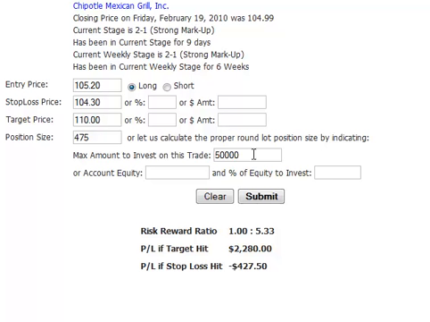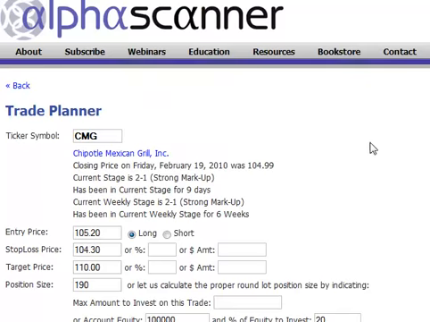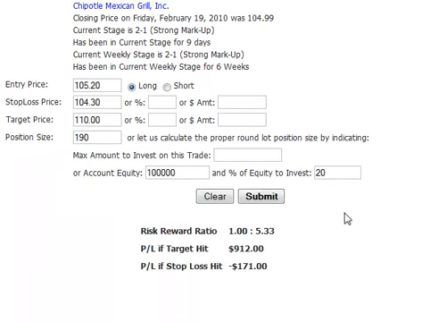Another way to do it is to say, okay, I have a $100,000 account and I don't want to put more than 20% into any one idea. So you click submit and see what it gives you. It says that for a $20,000 position, you would be buying 190 shares. If you were correct, you would make $912. If you were wrong, you would lose $171.